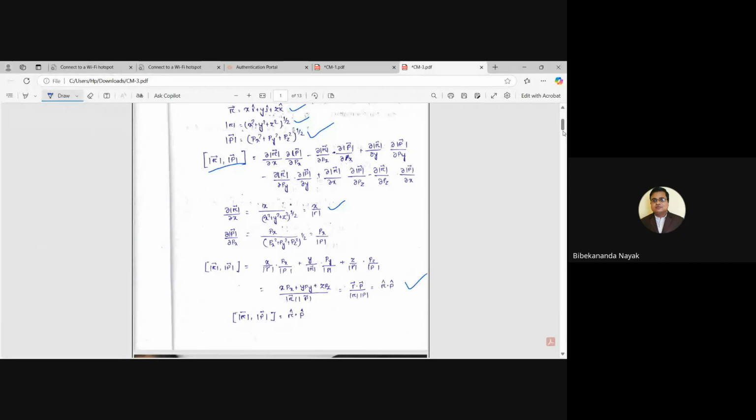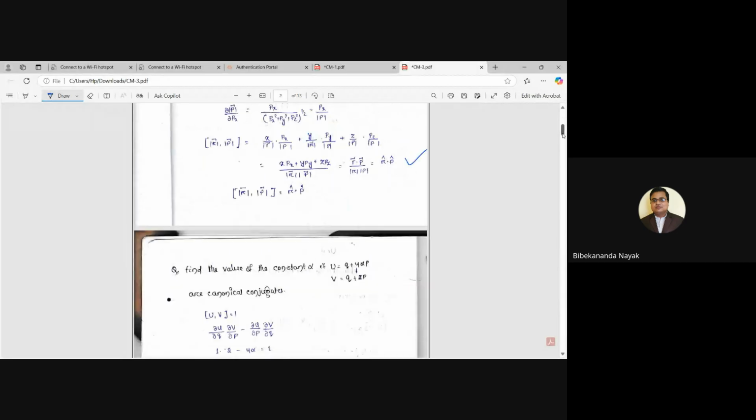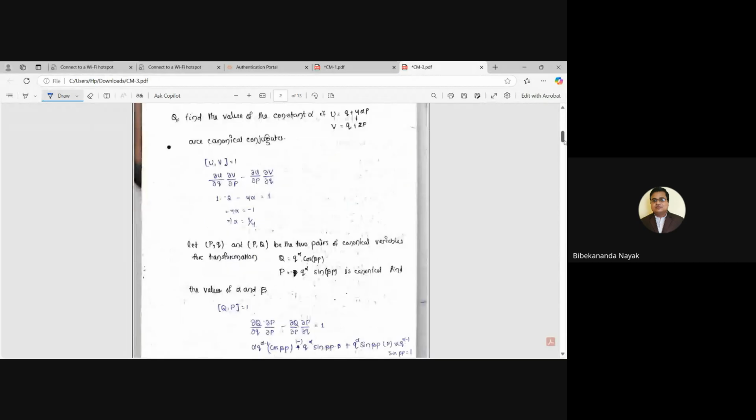You can do another problem also. A simple example: find the Poisson bracket of two quantities, u = q + 4αp and v = q + 2p. Find α so that they are canonical conjugate. Actually, we discuss this in the next class. Canonical conjugate means we have to check the Poisson bracket. It should be 1. If the Poisson bracket of two variables is 1, then we call them canonical conjugate.